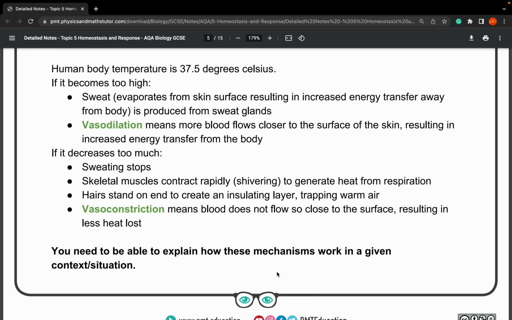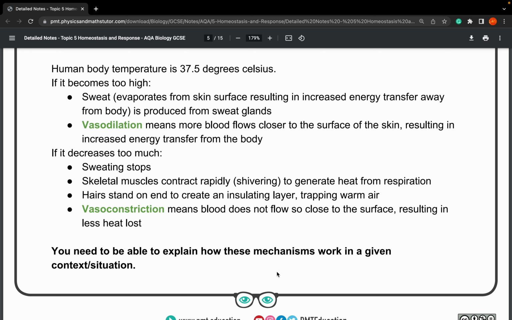Okay. Now, if it becomes too high, sweat evaporates from the skin surface, resulting in increased energy transfer away from the body. The sweat is produced from the sweat glands. That's why we sweat during hot temperatures. And vasodilation, as I said, the amount of blood going into the skin will be high, so there will be vasodilation, more blood close to the surface of the skin, resulting in increased energy transfer from the body.